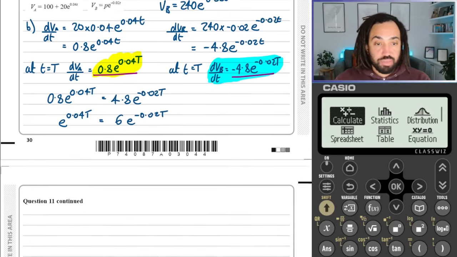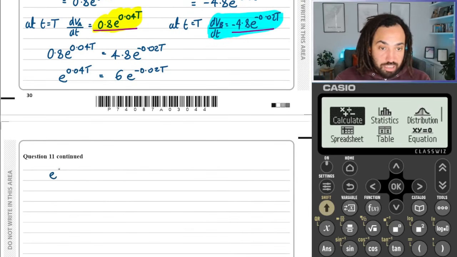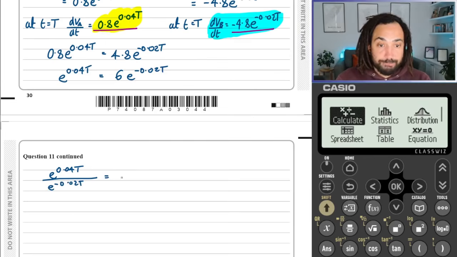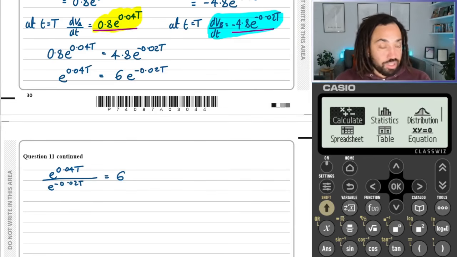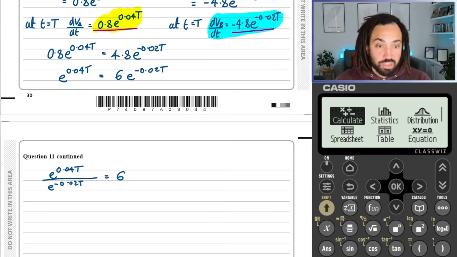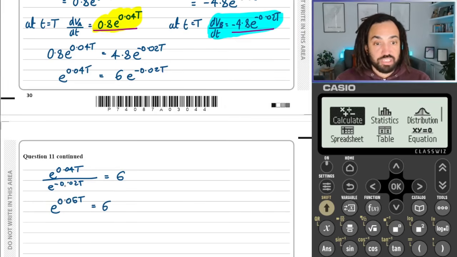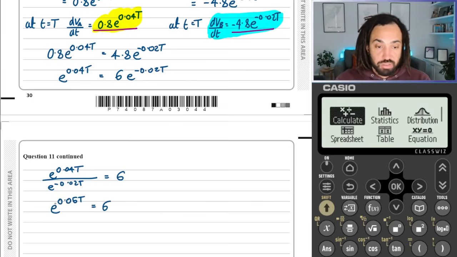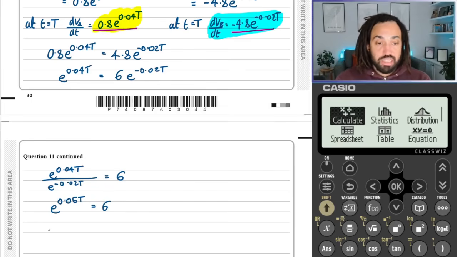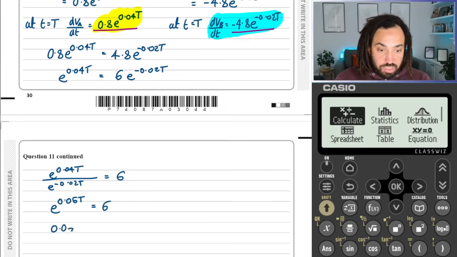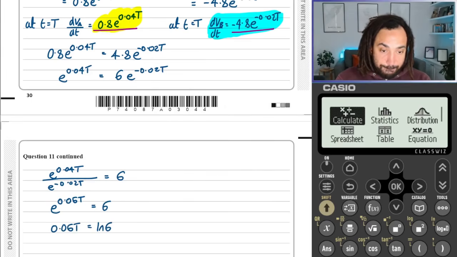Like that. And then we're going to divide both sides by e to the minus 0.02t, which gives us 6 over there. And then we can use our indices rules, because we are doing an e divided by an e, so we just subtract the powers. And subtracting these powers gives us 0.06t, because we're subtracting minus 0.02, so that makes a total of 0.06.